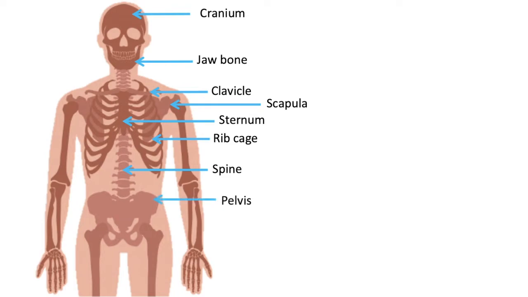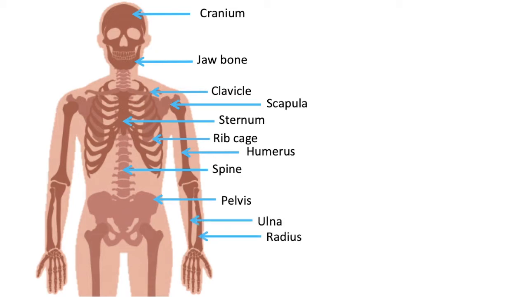The pelvis is a bone that holds and protects the pelvic organs. It also helps support the weight of the body. The humerus is a long bone in our upper arm. This goes all the way from our shoulder to the elbow. It works to provide movement and support.